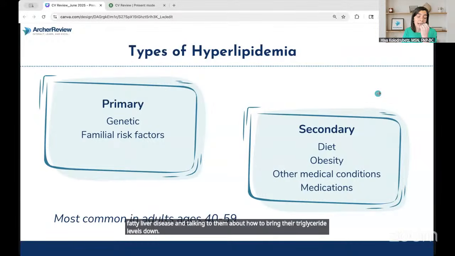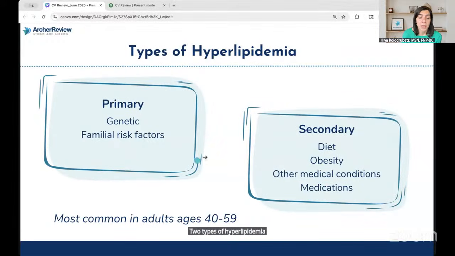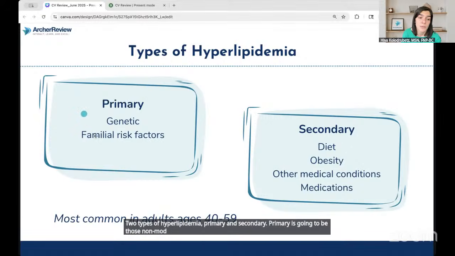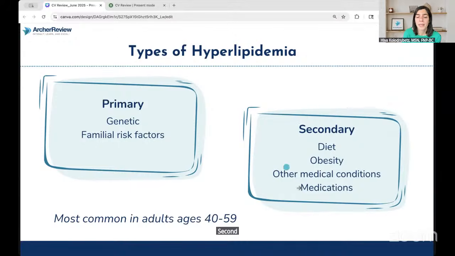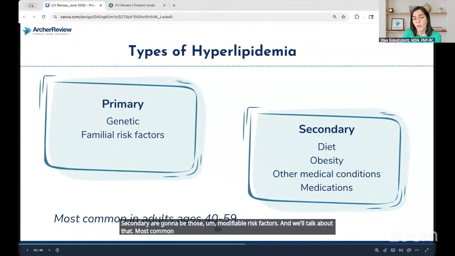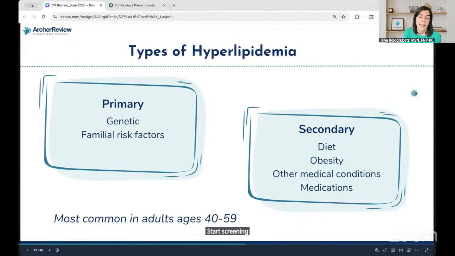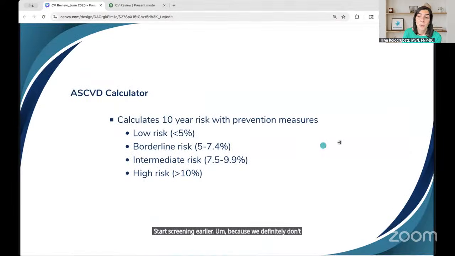Two types of hyperlipidemia, primary and secondary. Primary is going to be those non-modifiable risk factors, mostly genetics or familial risk. Secondary are going to be those modifiable risk factors, and we'll talk about that. Most common in patients ages 40 to 59. However, I do always ask my 30-year-olds as well about family history and if I need to start screening earlier, because we definitely don't want to miss that early on. That's a whole decade.